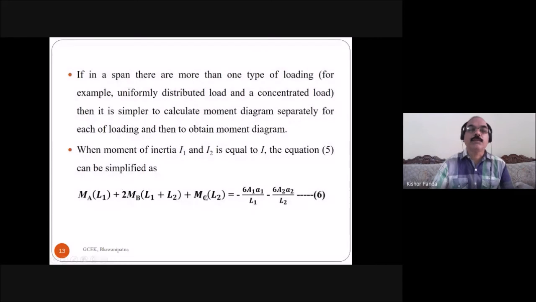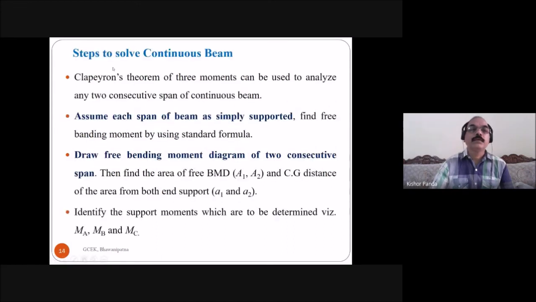This is the three moment equation. This is also called Clapeyron's theorem. This is called the Clapeyron theorem or three moment equation. Then, what are the steps to solve a continuous beam? The Clapeyron theorem of three moments can be used to analyze any two consecutive spans of a continuous beam. Already I have explained, so this Clapeyron theorem you can apply to any two consecutive spans of a continuous beam.